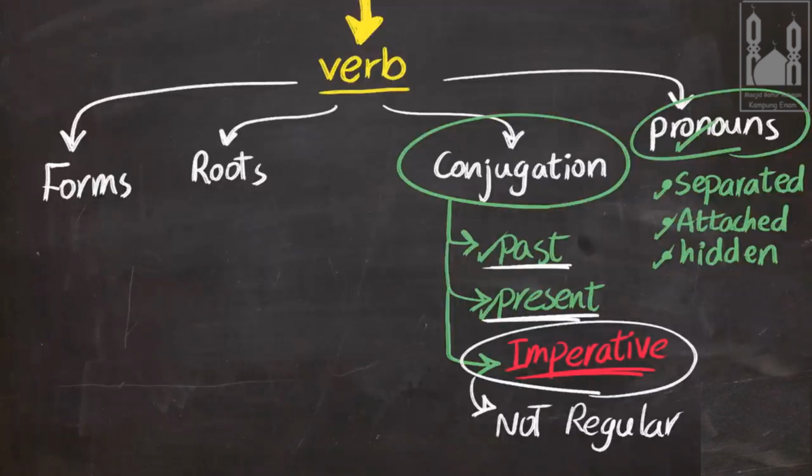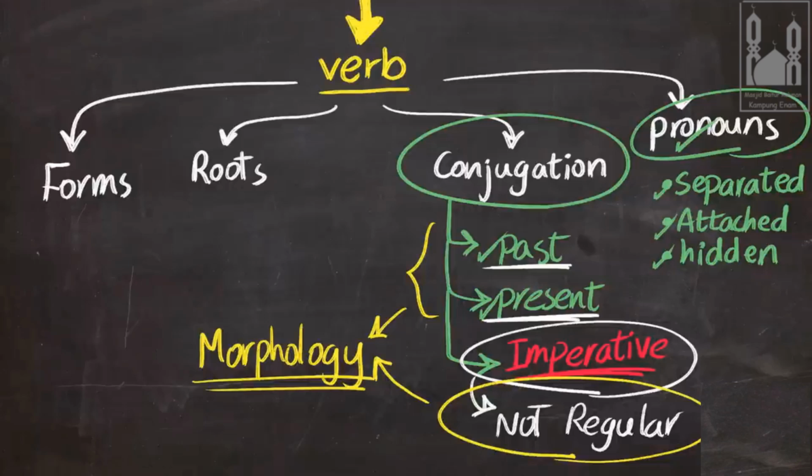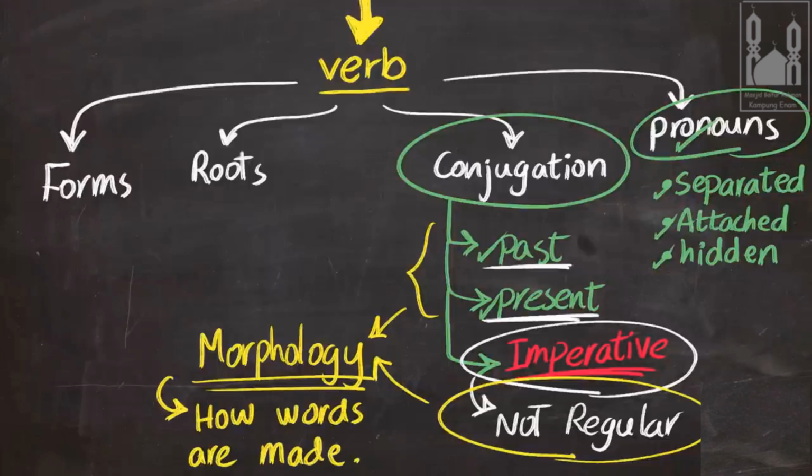So in order to learn how to deal with the imperative verbs and deepen our knowledge about the structure and the meaning of Arabic verbs, it is very important to understand the morphology of Arabic verbs. So what is morphology? Morphology means how words in Arabic are made and where they are derived from. That's why today's main topic will be about rooting.